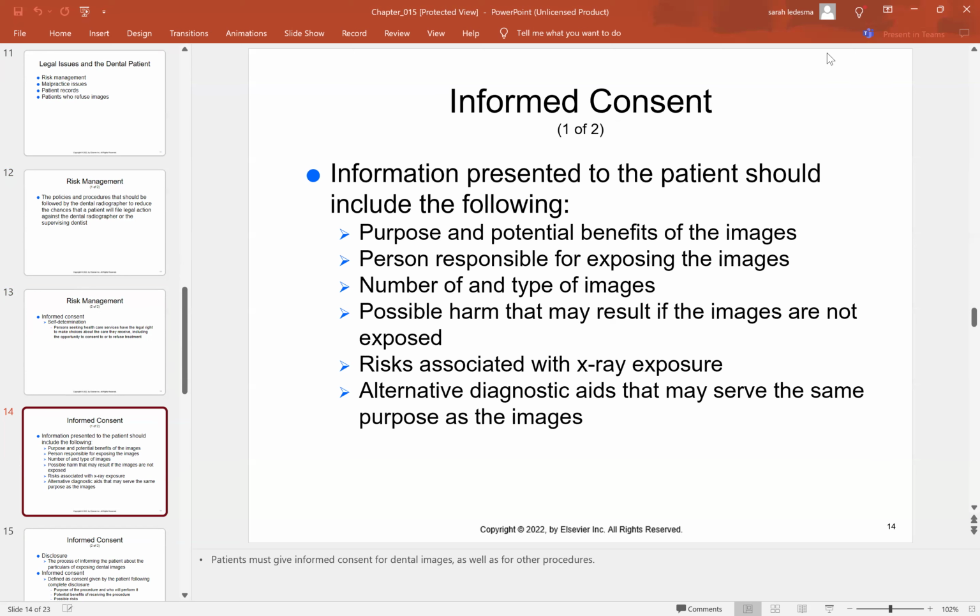Information presented to the patient should include the following: purpose and potential benefits of the dental images, person responsible for exposing the images, number of and type of images, possible harm that may result if the images are not exposed, risks associated with X-ray exposure, and alternative diagnostic aids that may serve the same purpose as the images.